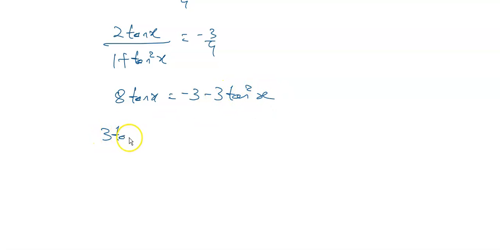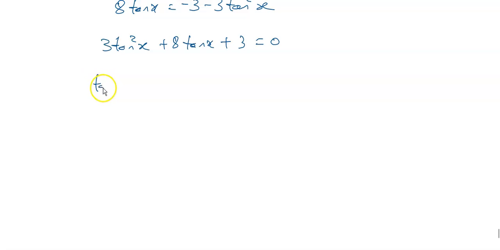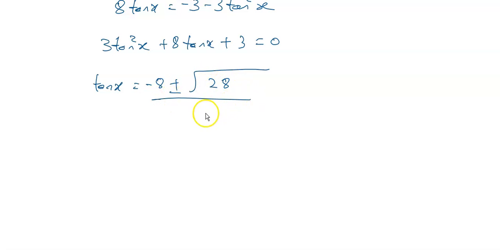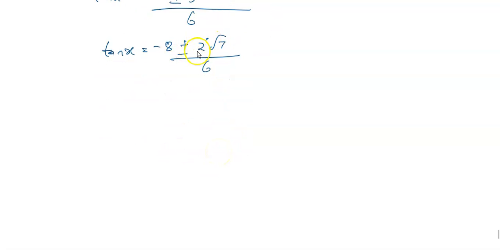So this is 3 tan square x plus 8 tan x plus 3 is equal to 0. So this is a quadratic in tan x. Let's solve this. That is tan x is equal to minus 8 plus minus under root of 64 minus 36, and that should be 28, divided by 2a, that is 6. So we get tan x is equal to minus 8 plus minus 7 into 4, so this will become 2 root 7 by 6. So tan x will be equal to minus 4 plus minus root 7 by 3.